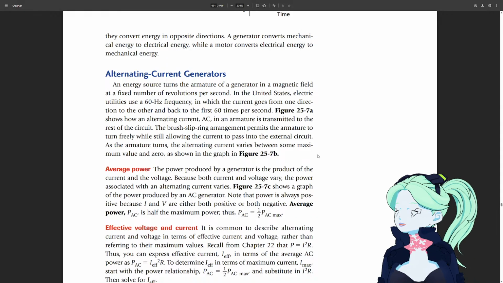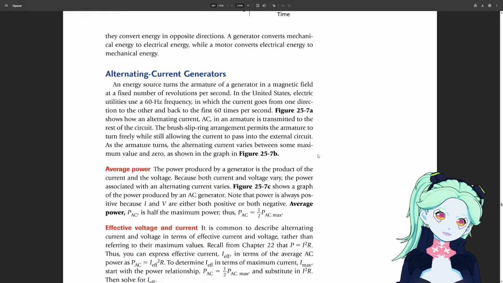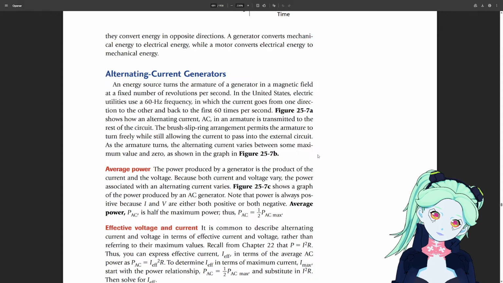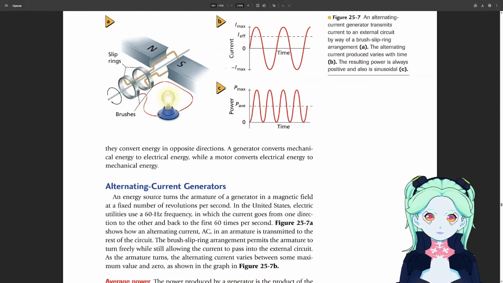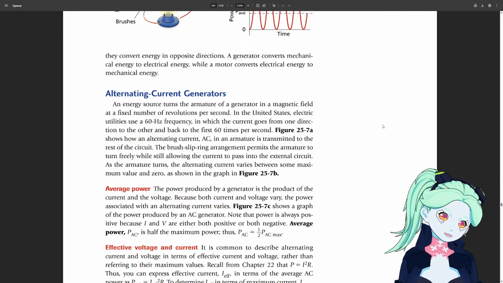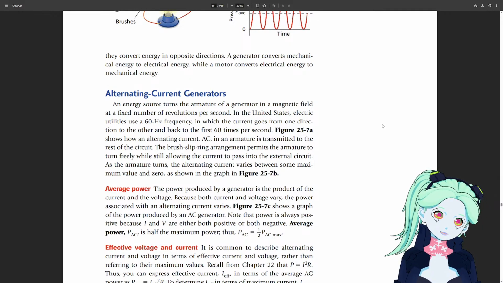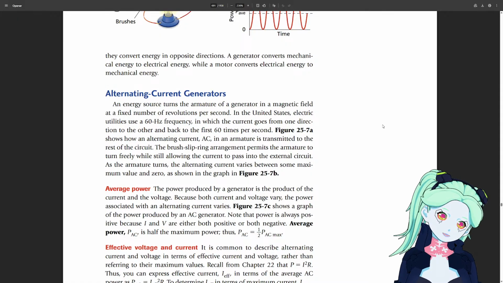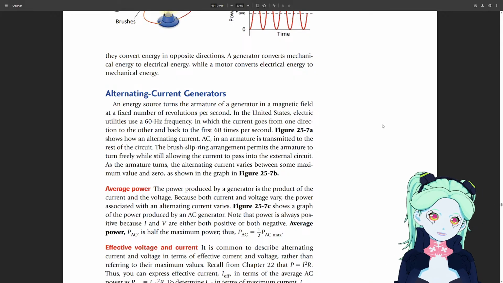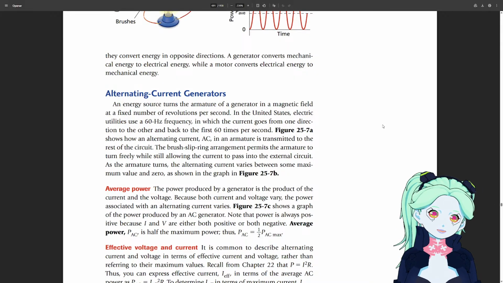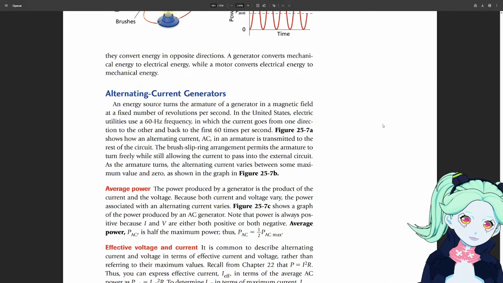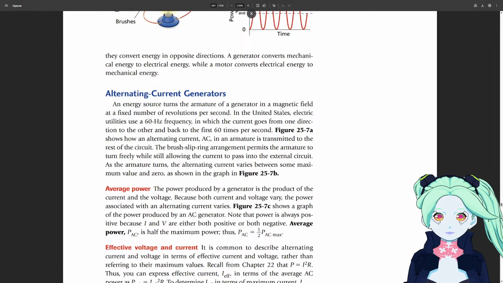So, alternating current generators. An energy source turns the armature of a generator in a magnetic field at a fixed number of revolutions per second. In the United States, electric utilities use a 60 Hz frequency in which the current goes from one direction to the other and back to the first 60 times per second. Figure 25.7a shows how an alternating current (AC) in an armature is transmitted to the rest of the circuit. The brush slip ring arrangement permits the armature to turn freely while still allowing the current to pass into the external circuit.